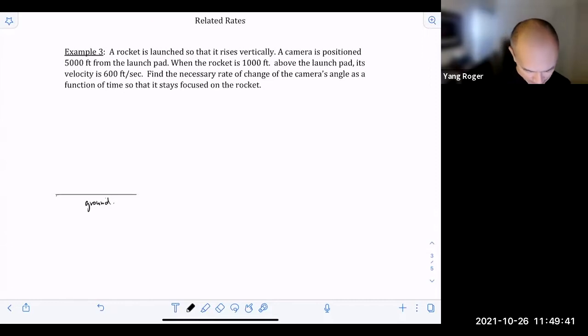This is the ground. This is the man or camera. Can I draw a camera? I can't. Put a C for the camera. Launch pad is somewhere over here. I don't like the location of my ground. Let me move my ground label.